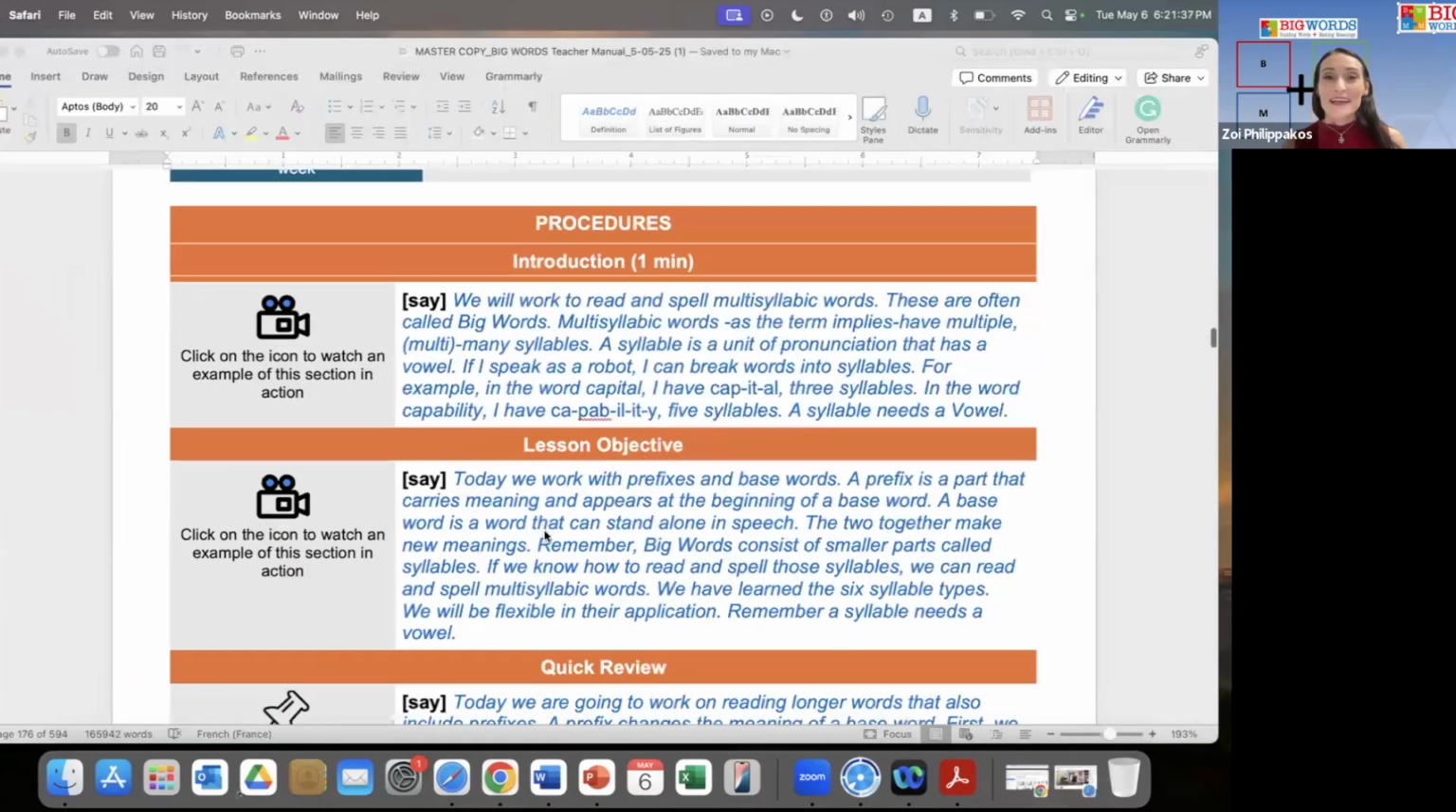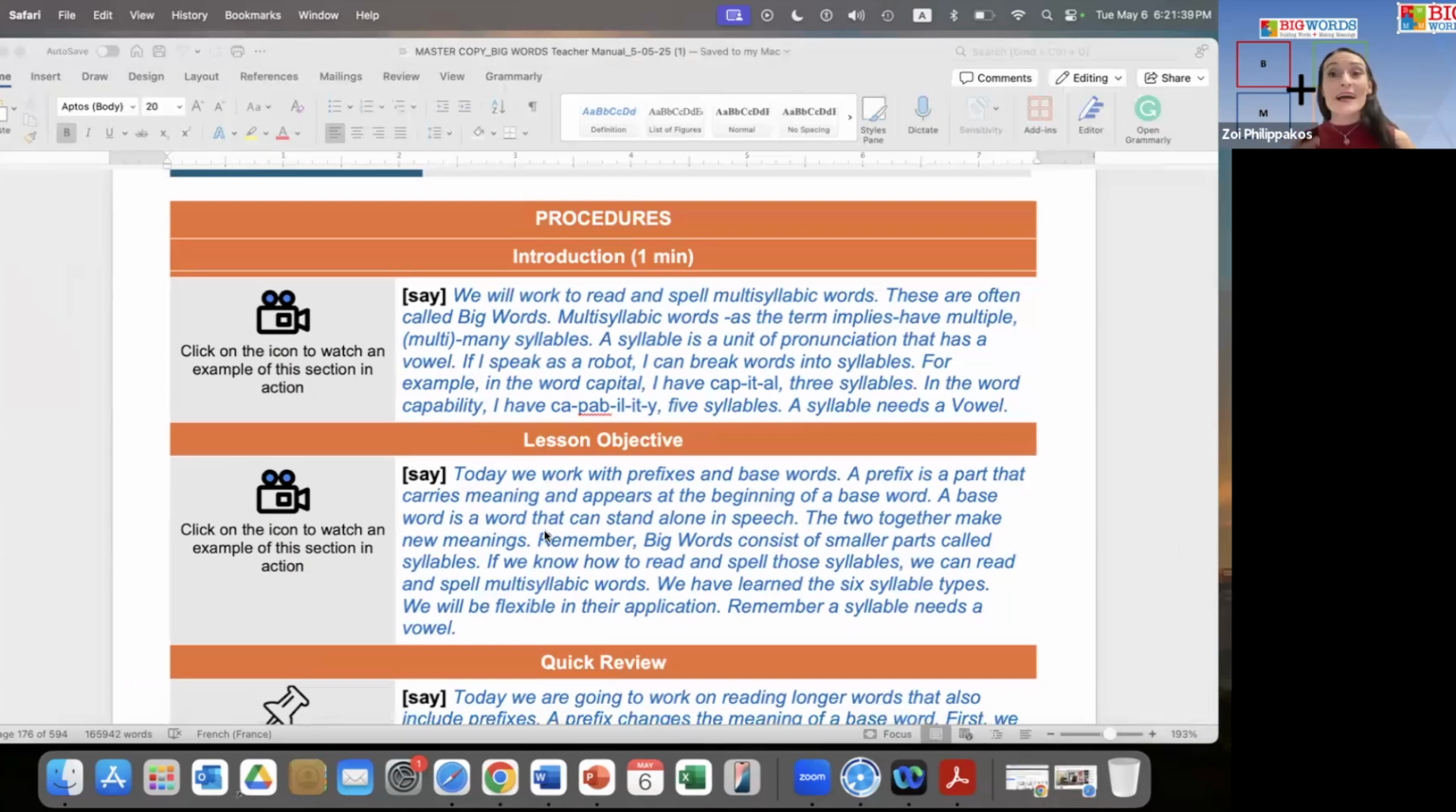So if I were to model the lesson, I want you to listen again for my pacing as well as my transition from one stage to the next. I will say the following. So we will work to read and spell multisyllabic words. These are often called big words. Multisyllabic words, as the term implies, have many syllables.